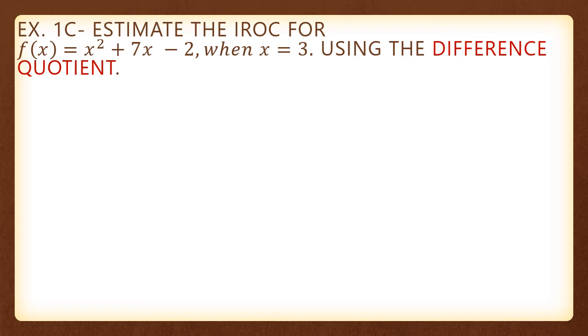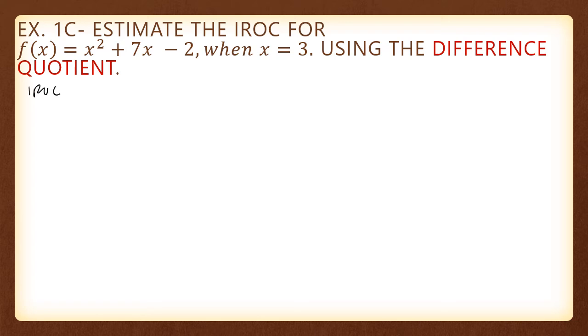Estimate, and these technically shouldn't really even say estimate anymore. I forgot to take it out of the examples from previously. So we want to know what the IROC is for f of x, and our function is x squared plus 7x minus 2. And again, we'll do it when x equals 3. And we're going to use the difference quotient.